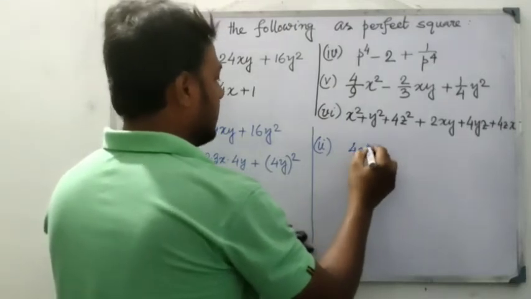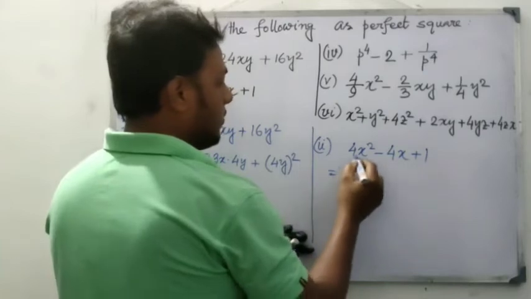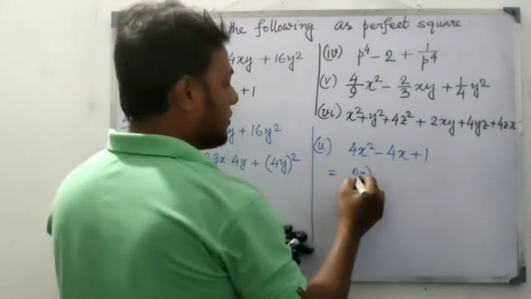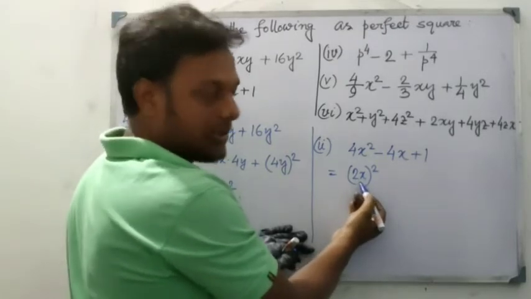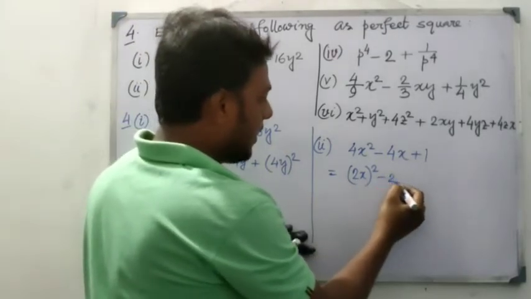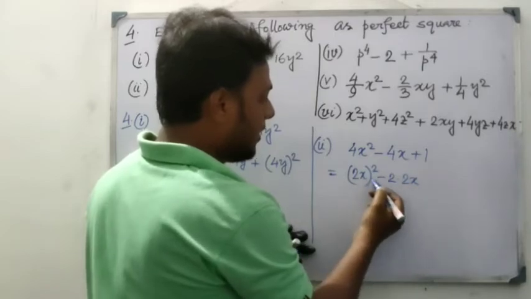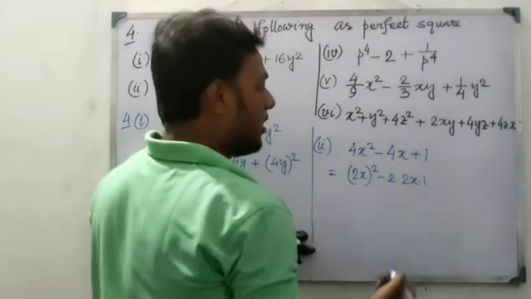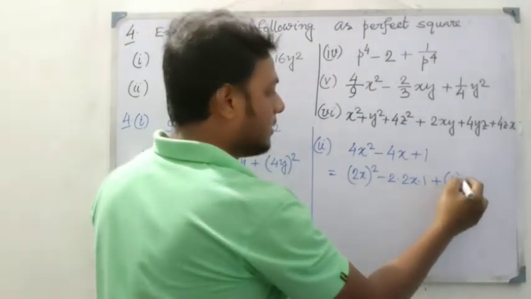4x square minus 4x plus 1. So 4x square can be written as 2x whole square. So a will be 2x. Here, in the place of 4x we can write 2 into 2x, that means 2 into a, into b, which we can choose as 1. Plus 1, this we can convert into this form.